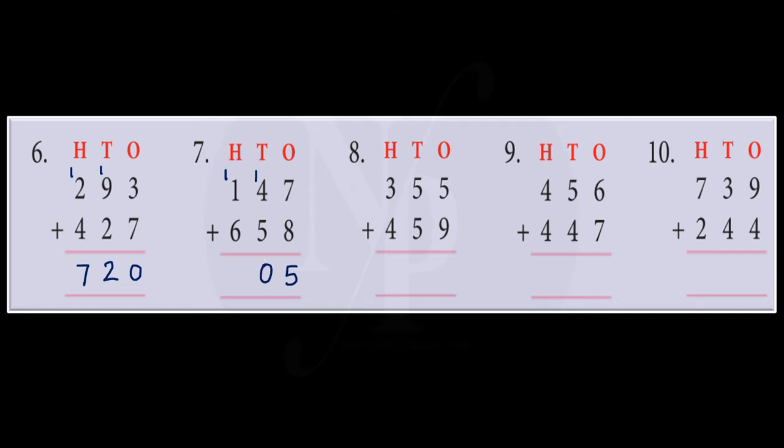Now we add the digits in hundreds place. 1 plus 1 is 2. 2 plus 6 is 8, which is 800. So we write 8 here in hundreds column. Therefore, 805 is the sum of 147 and 658.